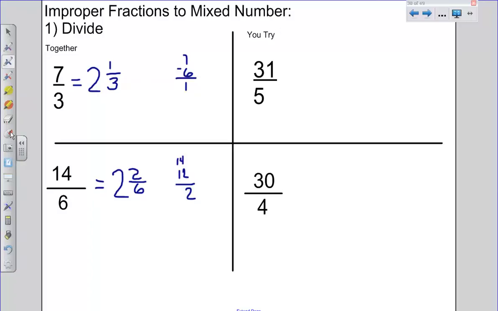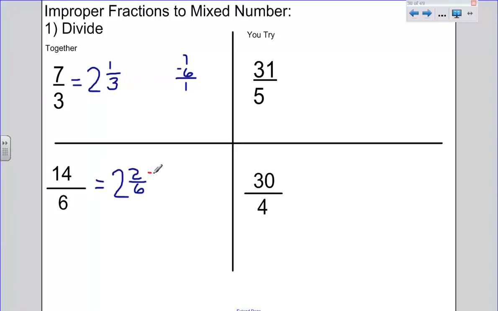Now, yesterday we learned about writing fractions in simplest form. So I'm going to erase this so I can write it in simplest form. What's my greatest common factor between 2 and 6? 2. So I'm going to be able to divide by 2. So I'm going to end up with 2 and 1. 6 divided by 2 is 3. So in simplest form, I would write this fraction as 2 and 1/3.